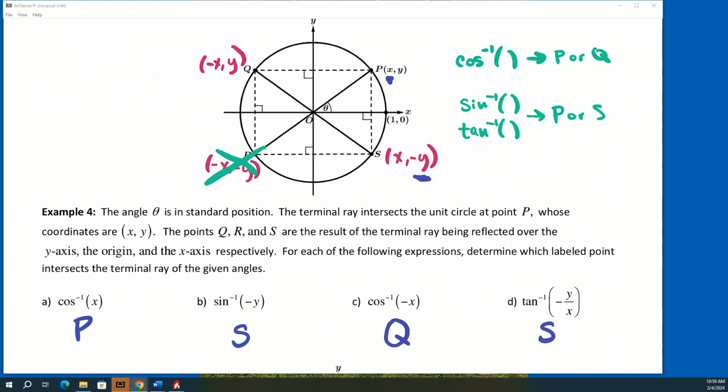All right, so for C, we're looking for the negative x coordinate. And then for D, we want to be able to divide the y and the x and get a negative.